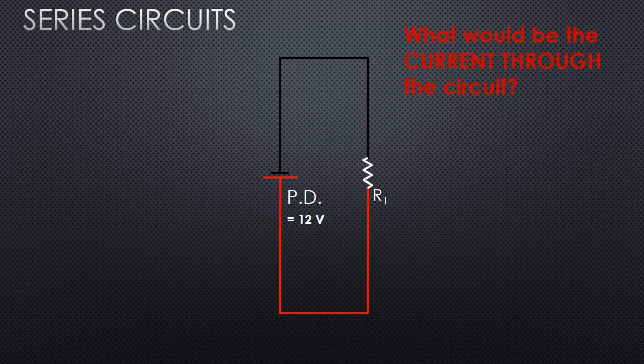So what would be the current through the circuit? We can use Ohm's law to calculate this. If our resistor was 12 ohms, we've decided that the potential difference across the load would be 12 volts, which is the same as the potential difference from our source. And using Ohm's law, we're going to say there's 1 amp of current flowing through that resistor, which is also from the source and back to the source.